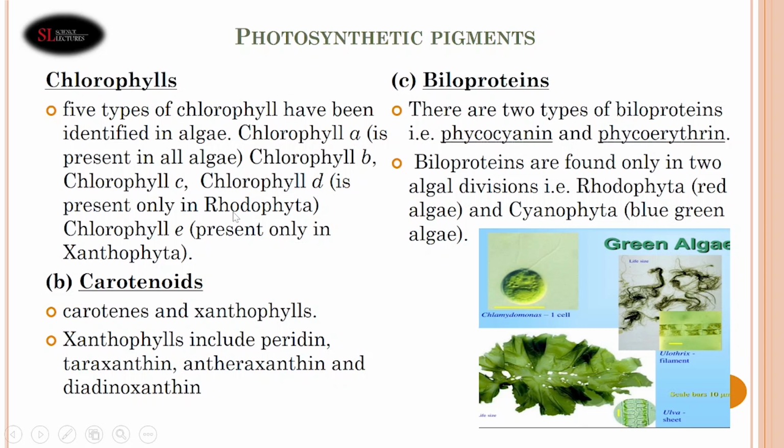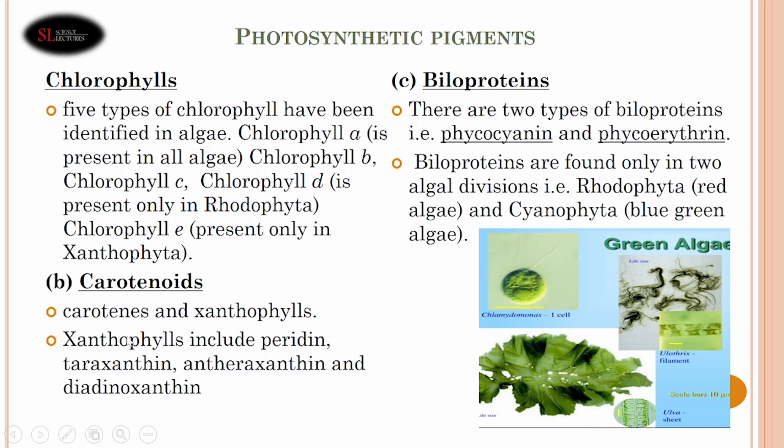Then members of the clade Rhodophyta have chlorophyll D, while members of the Xanthophyta group have chlorophyll E. Then another photosynthetic pigment are carotenoids, and the 2 types of carotenoids that have been identified in algae. Number 1, we have carotenes, then xanthophylls.